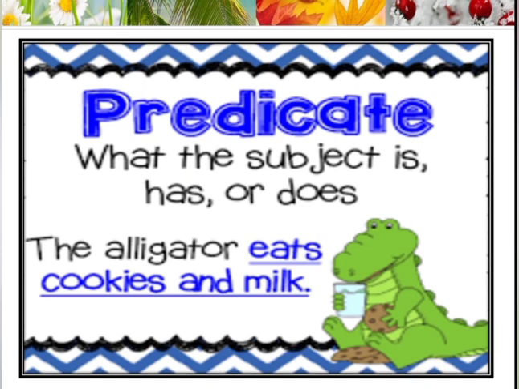Predicate is that part of the sentence which tells us what the subject is, has or does. As we have learnt, subject is the doer, the one who is doing the work. Now what work is being done in the sentence is the predicate. Let's read this example. The alligator eats cookies and milk. We know the doer is alligator, but what work is alligator doing? It's eating cookies and milk. So eats cookies and milk is the predicate.